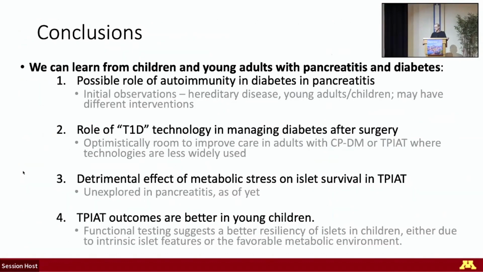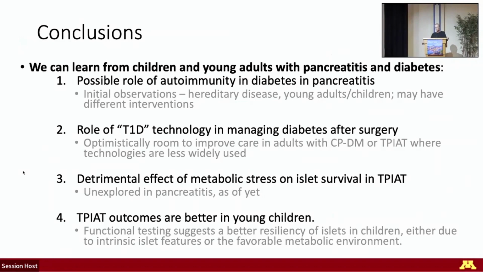So in conclusion, I think these are some takeaways that we can learn from our research, largely in children and young adults with pancreatitis and diabetes and TPIT. We should think about this role of autoimmunity, not only in a research setting, but if you have a patient who presents with pretty rapid onset of diabetes and hyperglycemia, think about this.